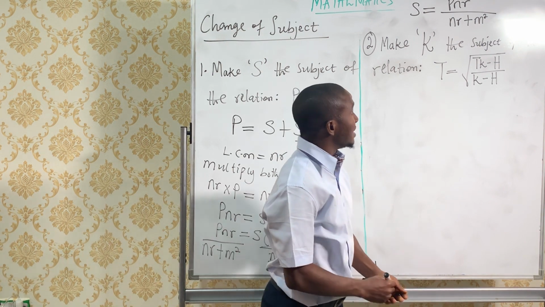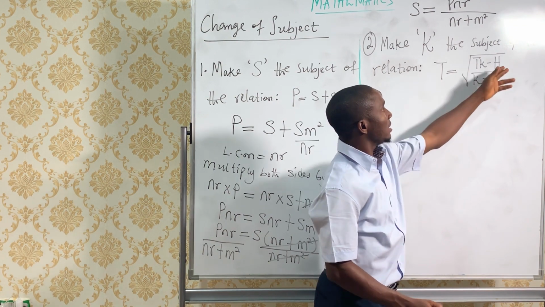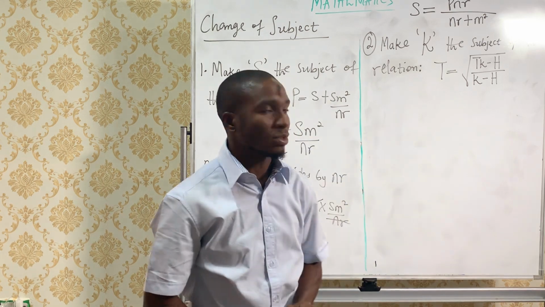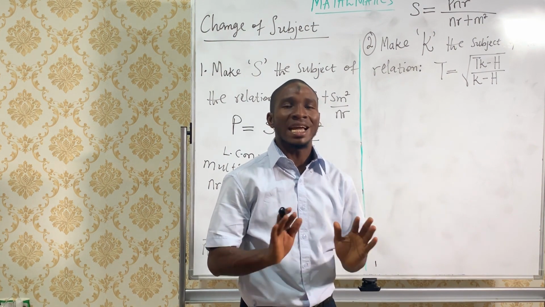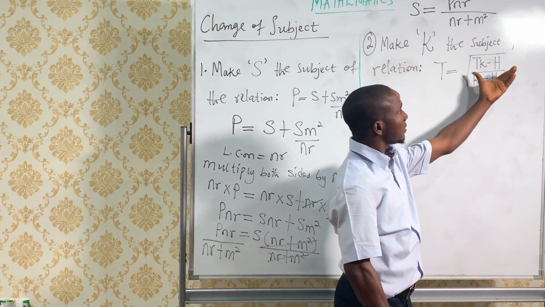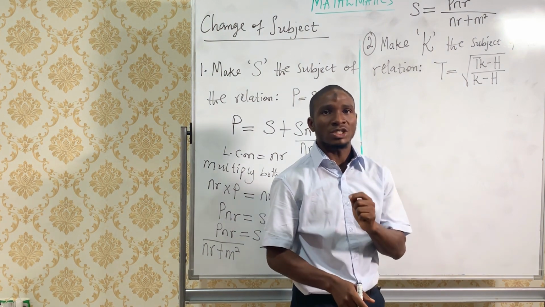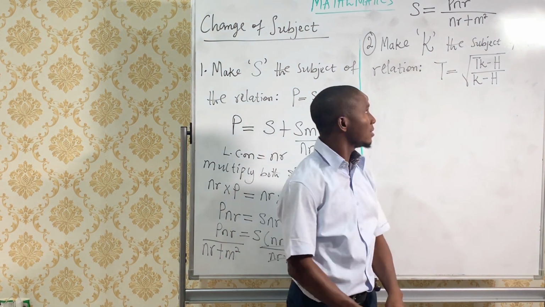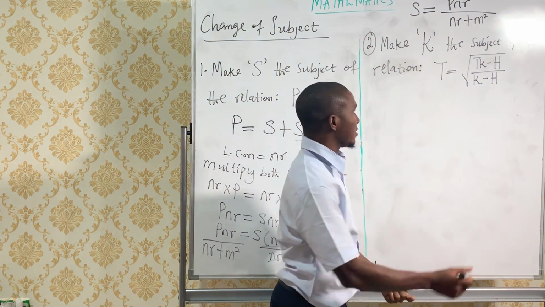The second question says make K the subject of the relation. We have T equals the whole of this inside the root. We want to make K stand alone. How can we do that? The first thing we need to do is make sure that K is free from anything like a square root. But when you look at this, you will notice that K has been embedded inside a root. So the first thing to do is to eliminate the root, so that K will be a little bit free. To eliminate this root, we square both sides.